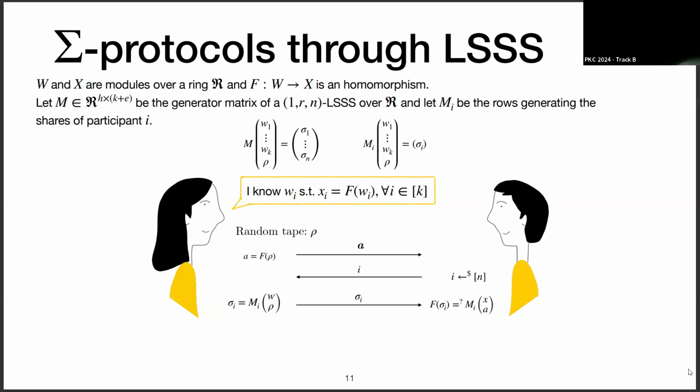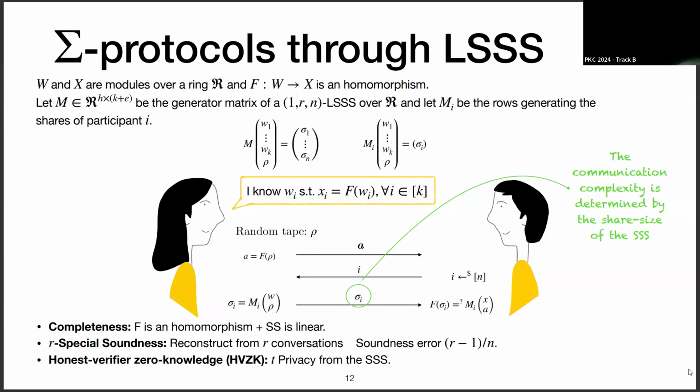So now the Sigma protocol is the following. The first message is the same as in a normal Sigma protocol, where the prover commits to some randomness. Now the challenge can be seen as a random selection of one of the participants. Let's say it selects participant i and sends this challenge, and the last message is the share corresponding to that participant, for which the prover uses the randomness she committed to before.